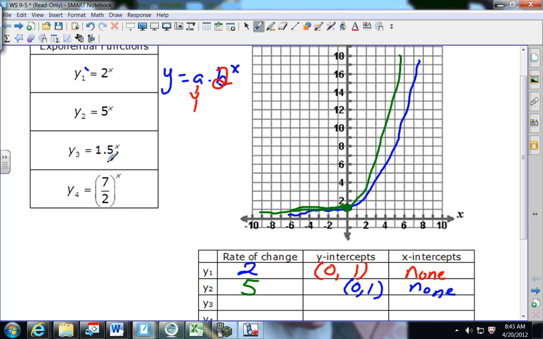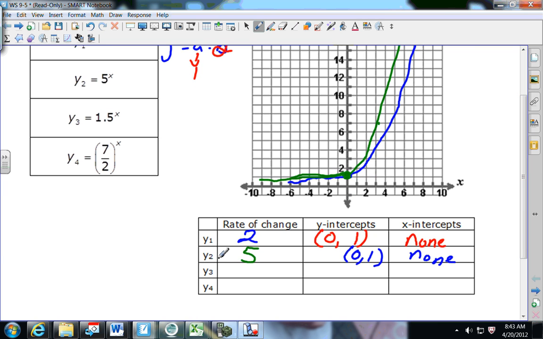Okay, now 1.5 to the X power. Is 1.5 bigger or smaller than 2? Smaller. So what do you think it's going to do to the line compared to the 2X? It's going to be less steep. It's not going to be up there by the green one, is it? When we put this in the calculator, you would find that, again, the rate of change is 1.5. The Y-intercept is 0, 1 because that's your starting point. This one is still going to curve, but it's not going to curve as much.